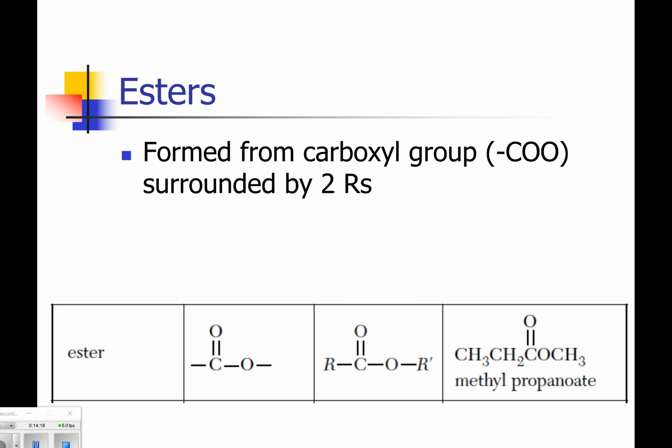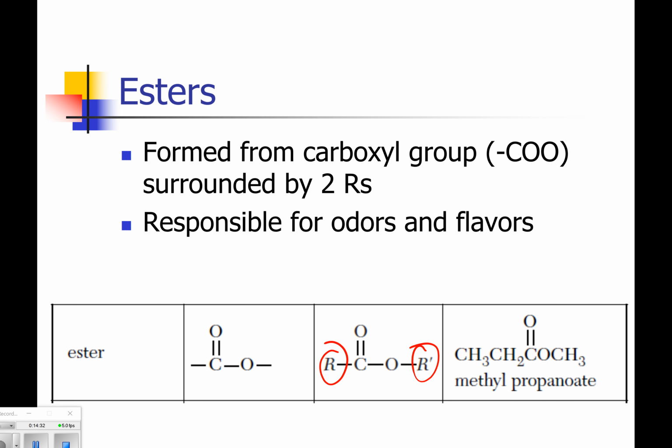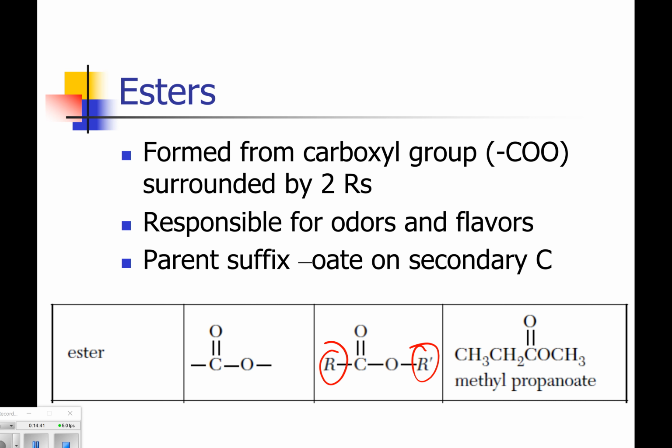Esters are formed from carboxyl groups, COO, which is surrounded by 2 radicals. This is going to look similar to an organic acid, but it's going to be in the middle of a molecule as opposed to the end. These are responsible for odors and flavors. You will see different esters, especially in manufactured candies and foods, as these esters are oftentimes made in the lab and used to produce scents and flavors for a variety of different goods. The ending we're going to get here is OATE on the secondary carbon.